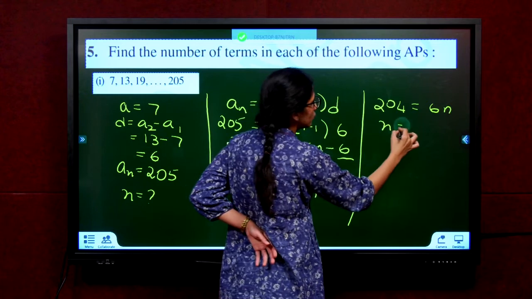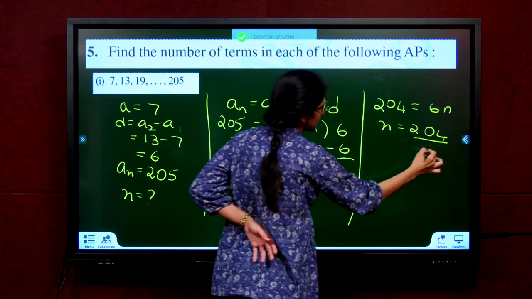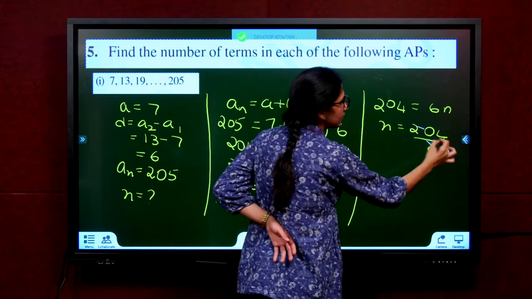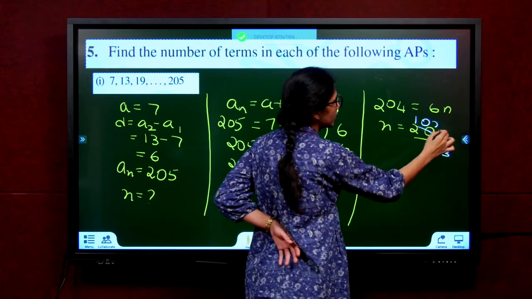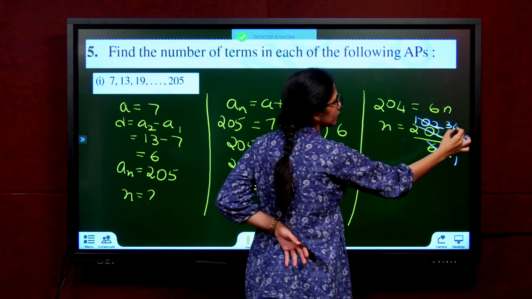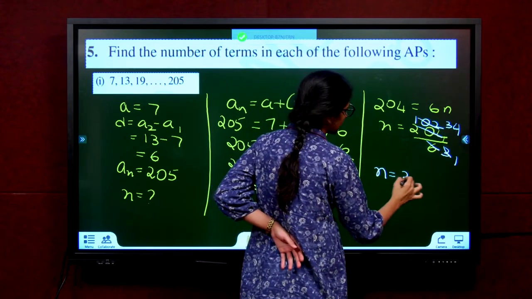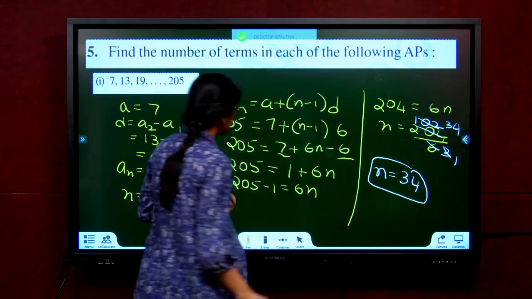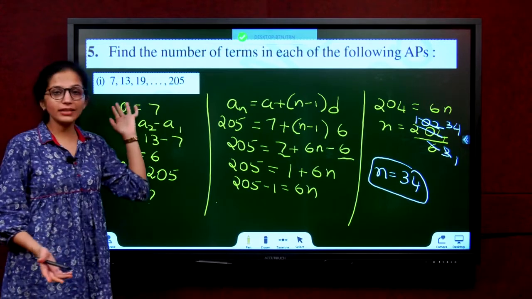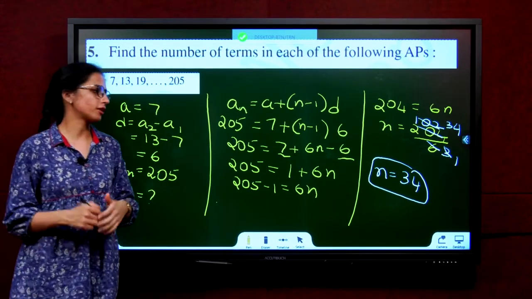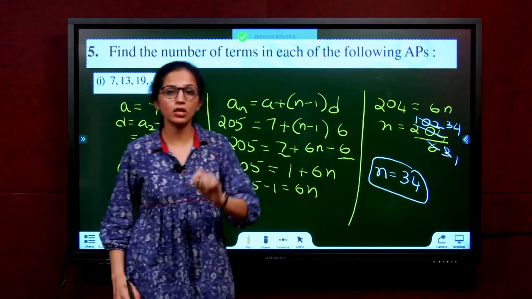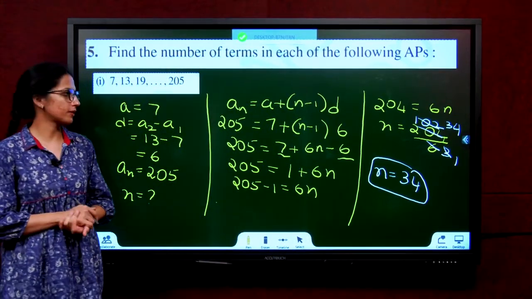N is equal to 204 by 6. 2 3s are 6, 2 1s are 2, 0s are 0, 2s are 2. 3 1s are 3, 3 3s are 9, 4s are 4. N equals 34. If this is the 34th term of the AP and it is the last term, how many terms are there in the AP? 34 terms. Therefore, there are 34 terms in the AP should be your conclusion statement.